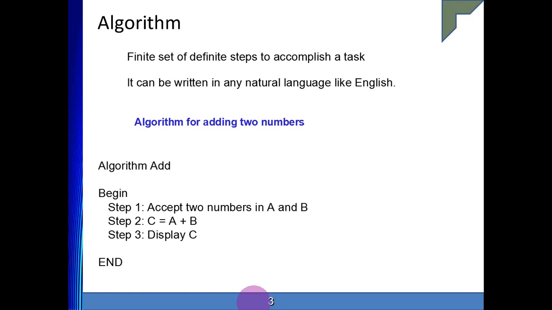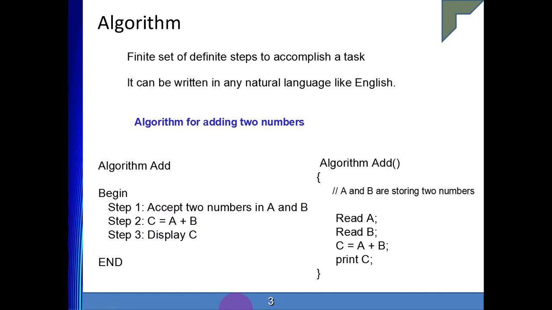Here I've written the algorithm in a basic natural language like English. Algorithm add, begin, the beginning of an algorithm. Step 1: the first step will be accepting the two numbers, that is A and B. Step 2: C is equal to A plus B. Step 3: we are displaying the result which is stored in C.